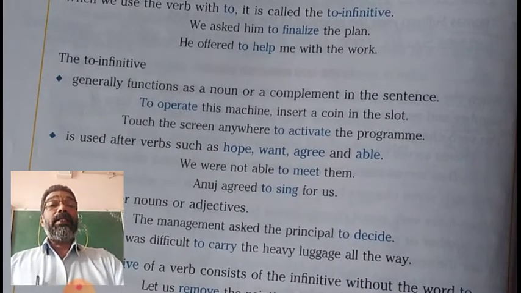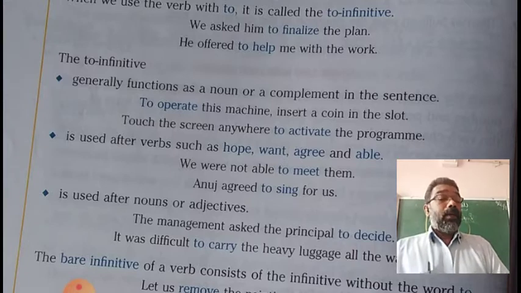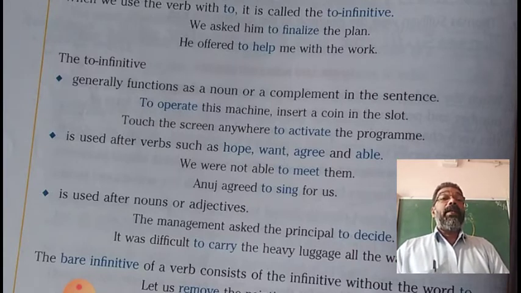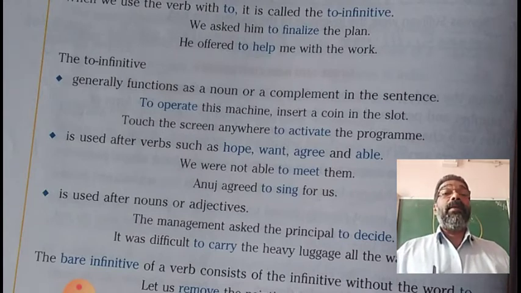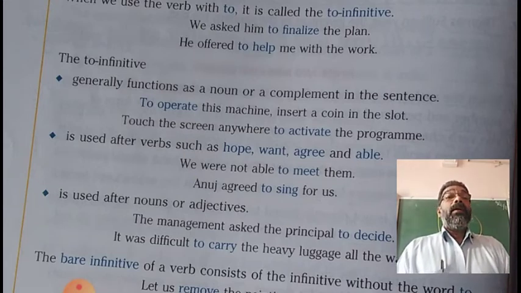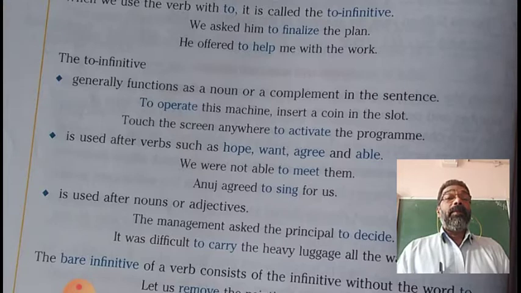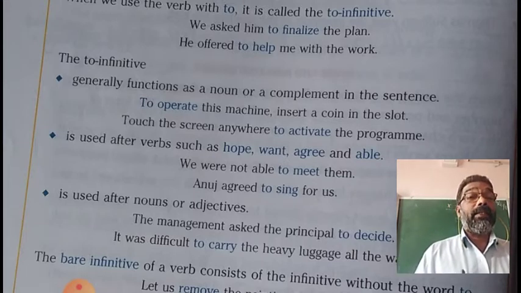Now, we shall see some of the functions of the to infinitive. It generally functions as a noun or a complement in the sentence. With the help of an example, we can understand this concept more clearly. Example: To operate this machine, insert a coin in the slot. So, we already saw that the to infinitive functions as a noun or a complement in the sentence.